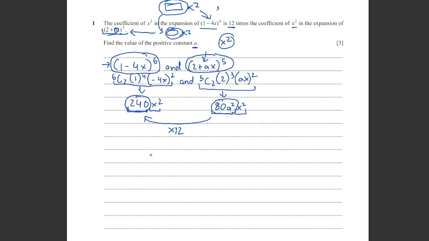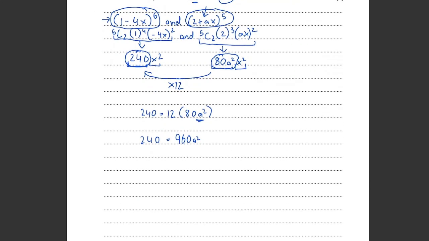So let's make an equation for that. We can say that 240 is 12 times 80a squared. Now we have an equation, and we can solve for a. This is just 240 equals 960a squared. We're going to make a squared the subject, so let's divide by 960. We get a squared is equal to 1 by 4. Now we take the square root of 1 by 4, and we get 1 by 2. So that's the answer for a.